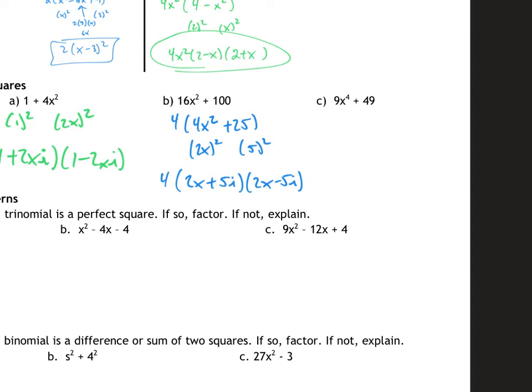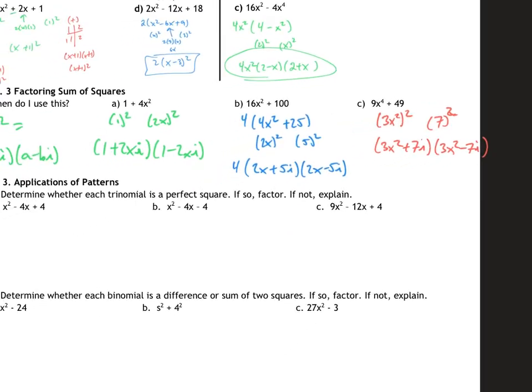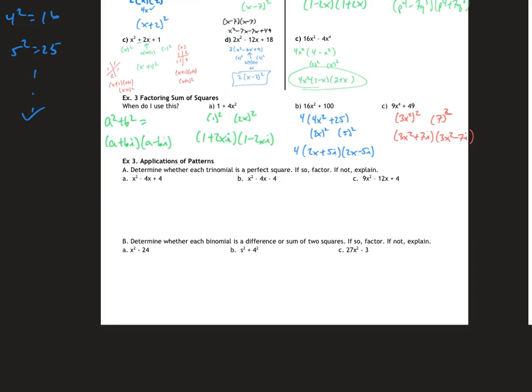All right, and then lastly over here, 9x to the 4, so that's 3x squared. 49 is 7 squared. So 3x squared plus 7i, and then 3x squared minus 7i. So you got your perfect square trinomials, you got your difference of squares, and you have your sum of squares.